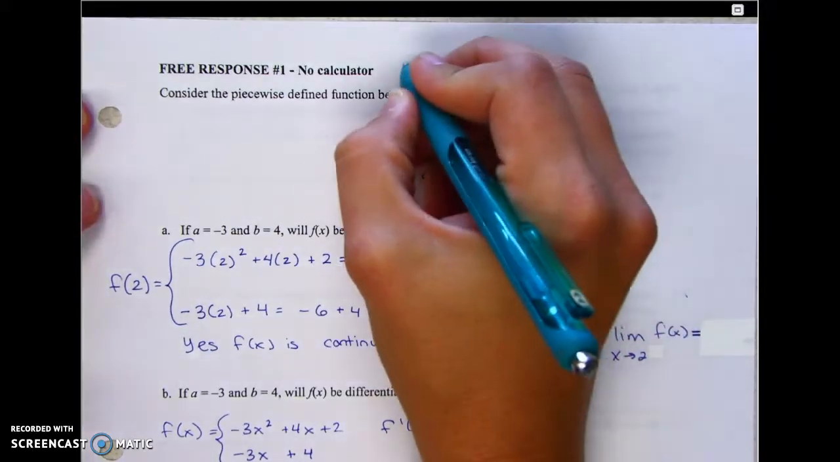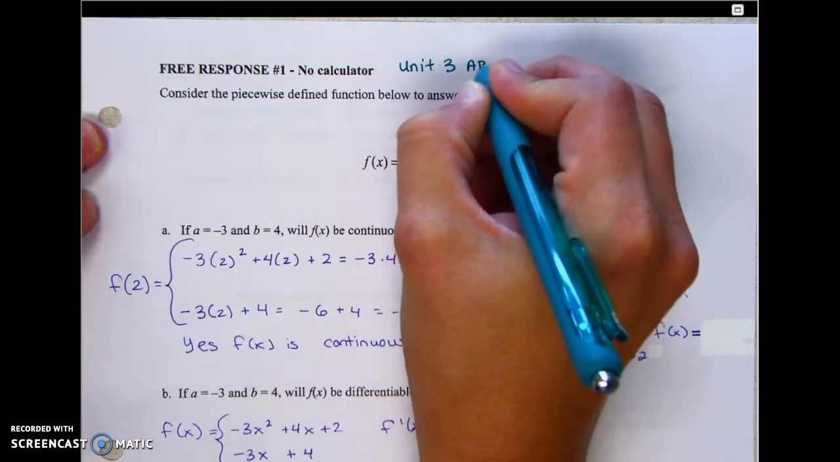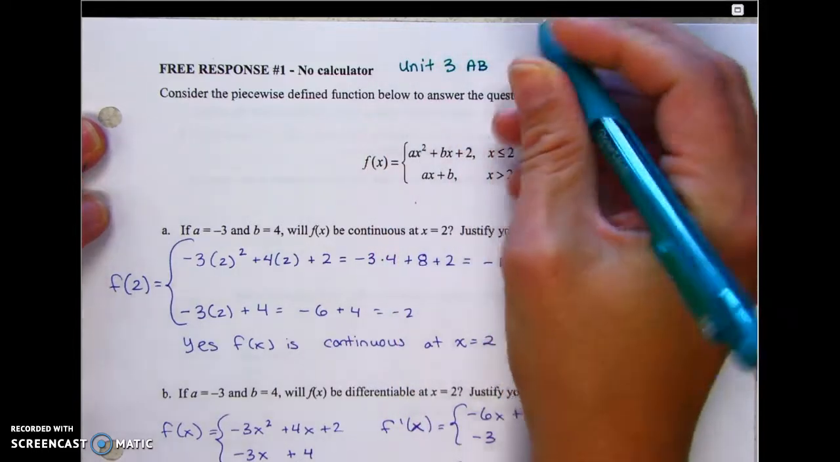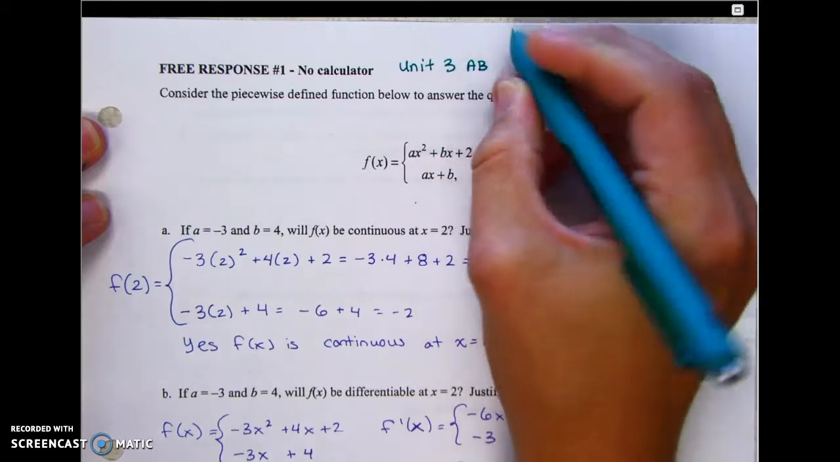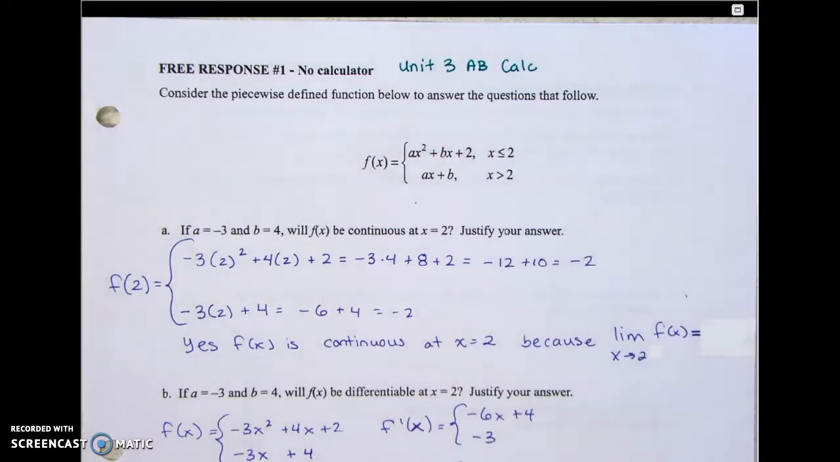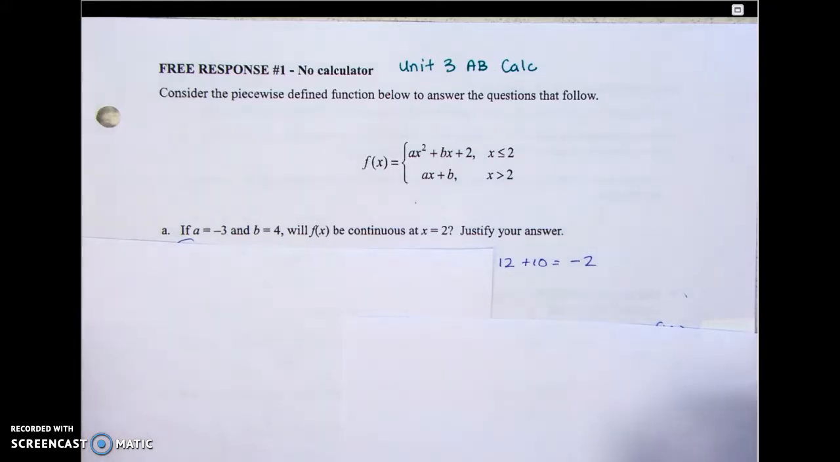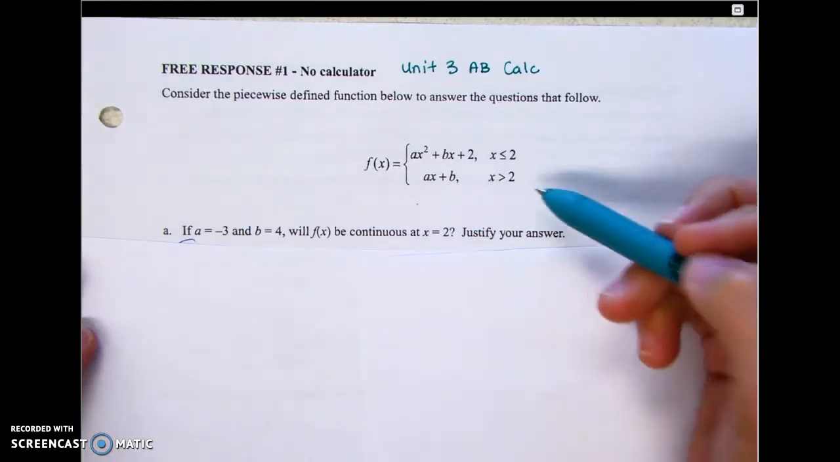All right, this is a test review for Unit 3, AB Calculus. I'm going to go over this free response question, and then I'm going to do free response number 2. Okay, so first we have a piecewise function with missing letters. A and B are constants and x is our variable, and the pieces connect at 2.